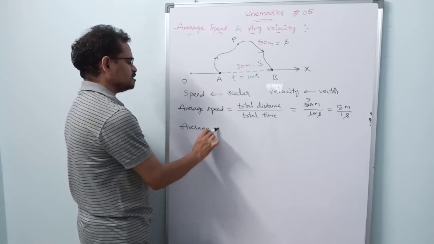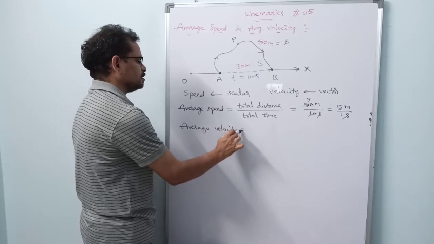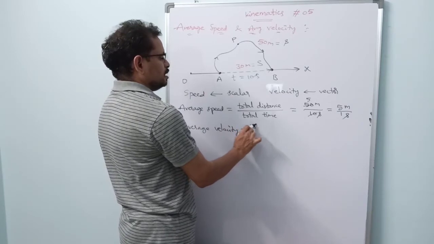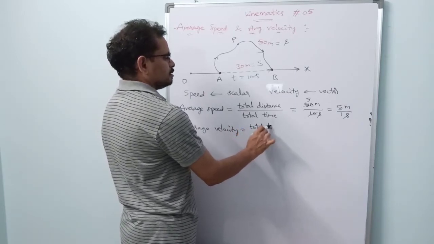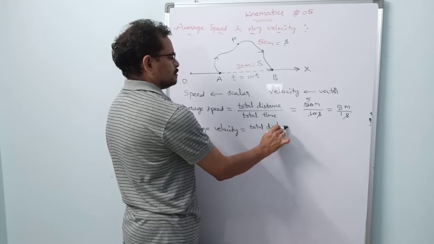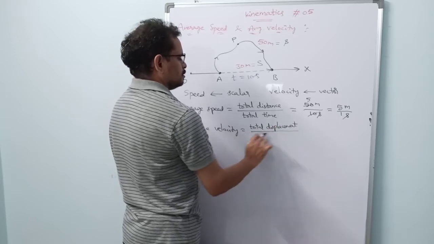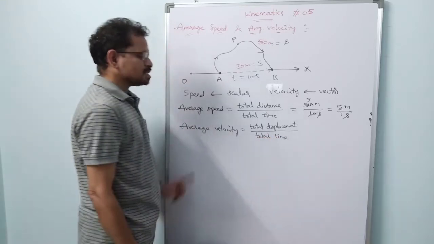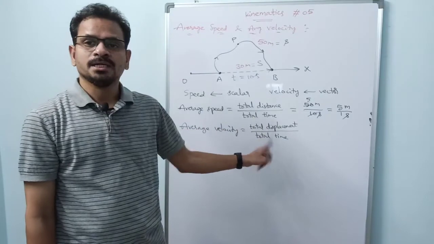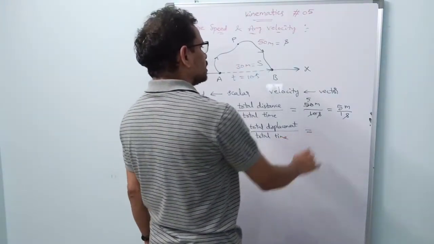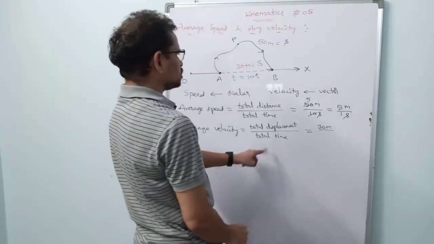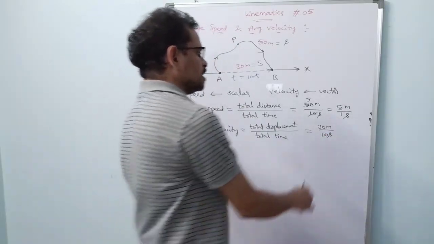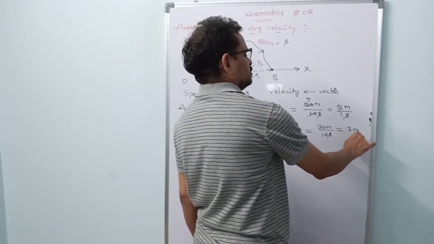Average velocity. So what is average velocity? It is total displacement by total time. So what is the total displacement in this case? 30 meters, divided by the total time, 10 seconds. So this is equal to how much? 3 meters in 1 second.